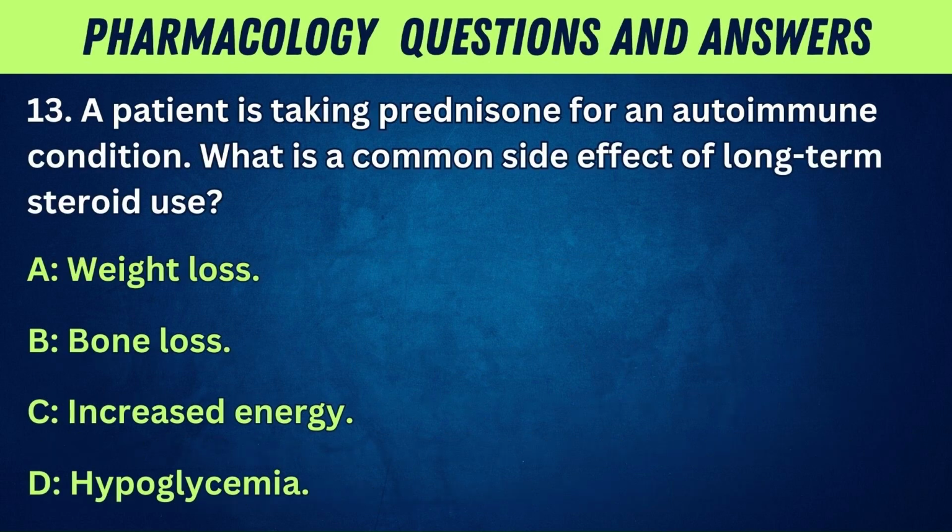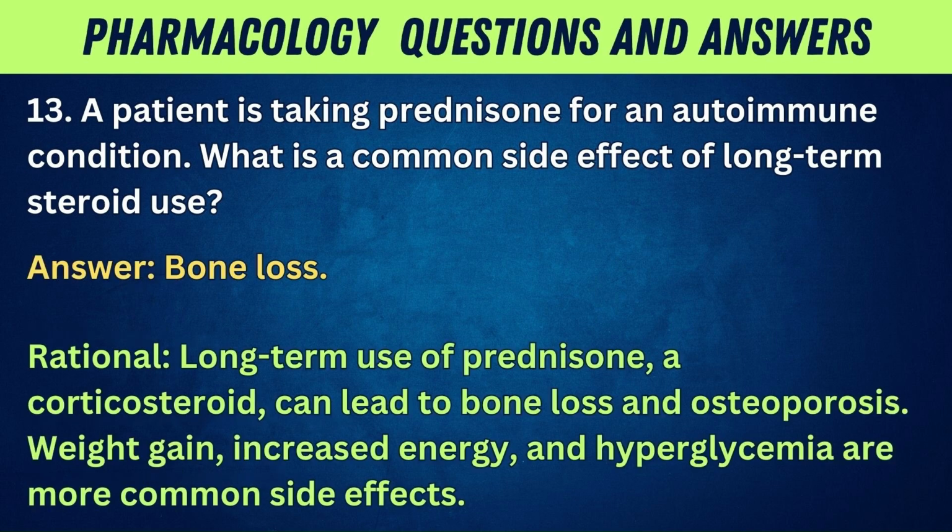13. A patient is taking prednisone for an autoimmune condition. What is a common side effect of long-term steroid use? A. Weight loss. B. Bone loss. C. Increased energy. D. Hypoglycemia. Answer: bone loss. Rationale: long-term use of prednisone, a corticosteroid, can lead to bone loss and osteoporosis. Weight gain, increased energy, and hyperglycemia are more common side effects.